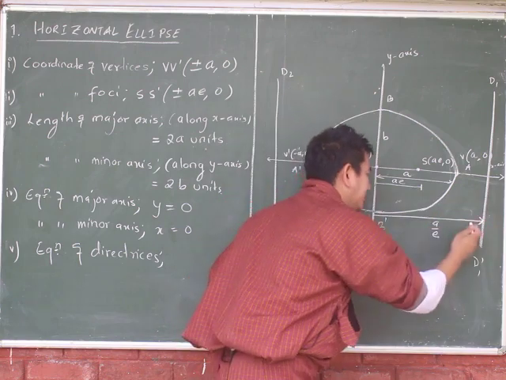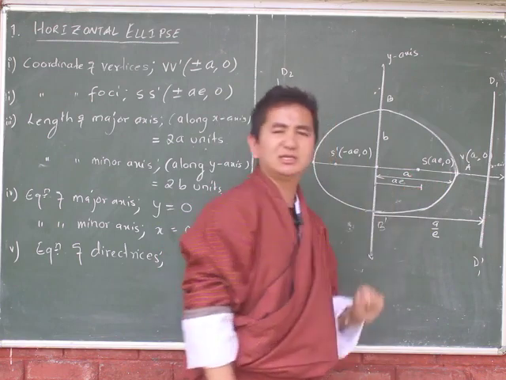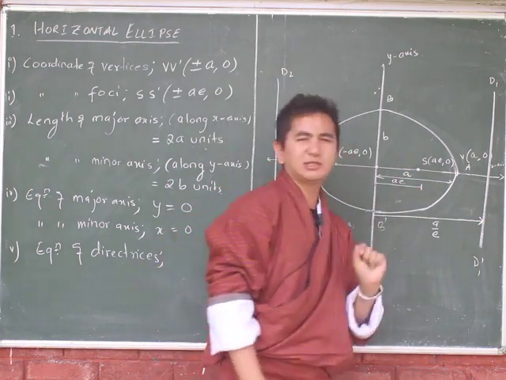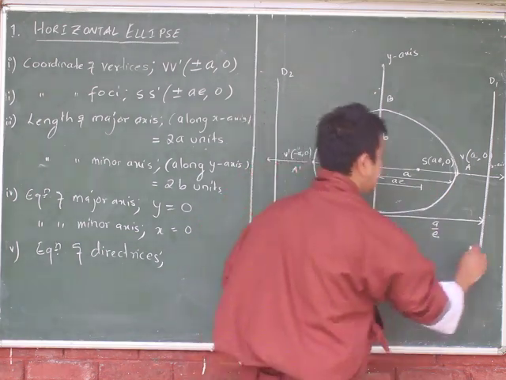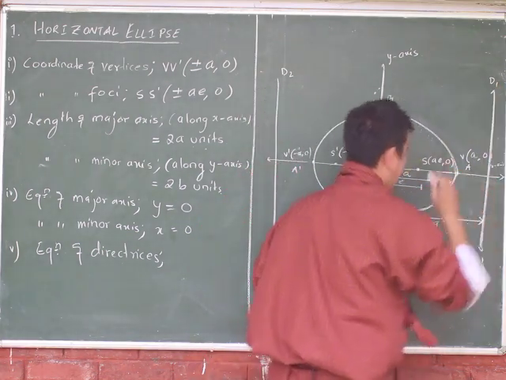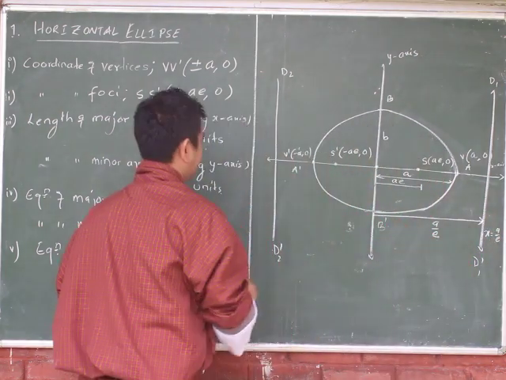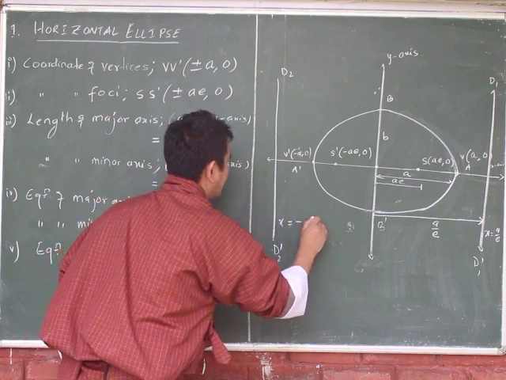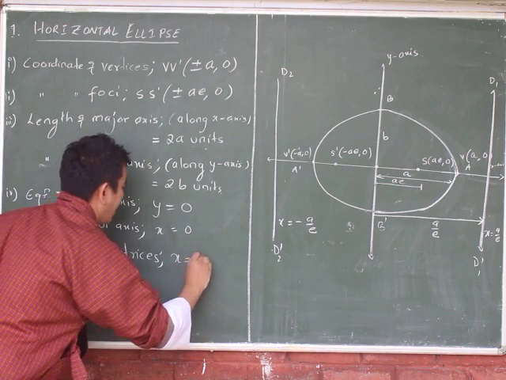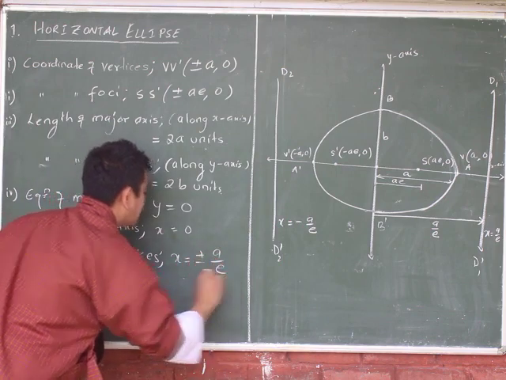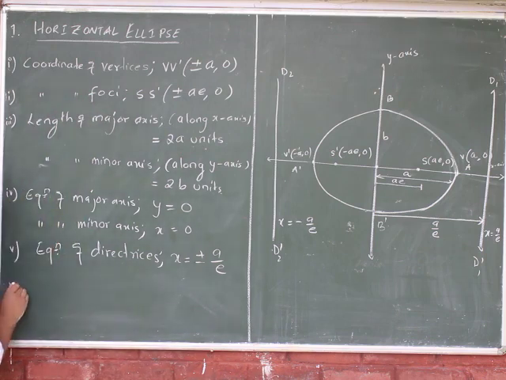Distance from center to directrix is given by a by e. Center to vertex distance is a, center to focus distance is ae, and center to directrix the distance is a by e. Now since it is intersecting the x-axis, we have x is equal to a by e this side, and then here x is equal to negative a by e. So therefore, equation of directrix is x is equal to plus or minus a by e. Simple as that.